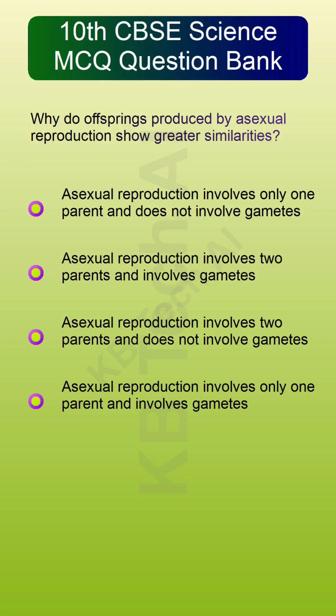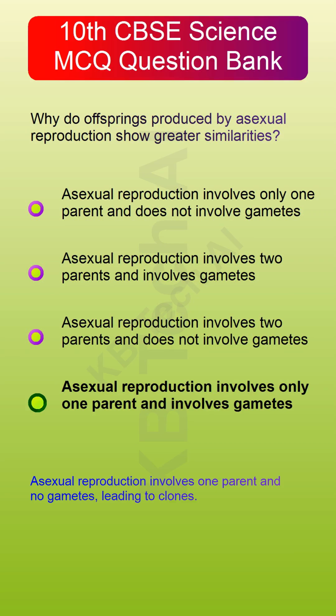Why do offsprings produced by asexual reproduction show greater similarities? Option 1, asexual reproduction involves only one parent and does not involve gametes. Option 2, asexual reproduction involves 2 parents and involves gametes. Option 3, asexual reproduction involves 2 parents and does not involve gametes. Option 4, asexual reproduction involves only one parent and involves gametes. The answer is, option 4, asexual reproduction involves only one parent and involves gametes.